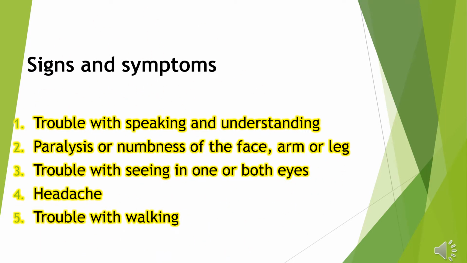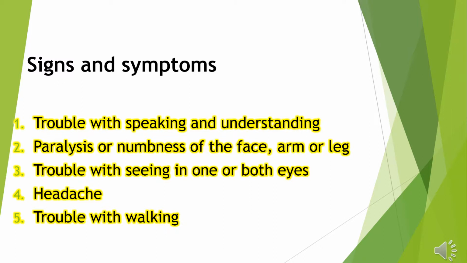Now I will talk about the clinical manifestations of stroke. First of all, trouble with speaking and understanding, such as slurred speech and aphasia. Aphasia means that the patient is unable to pronounce words. Second, paralysis or numbness of the face, arm, or leg. The patient here will have weakness and be unable to move one side or both sides of the body.